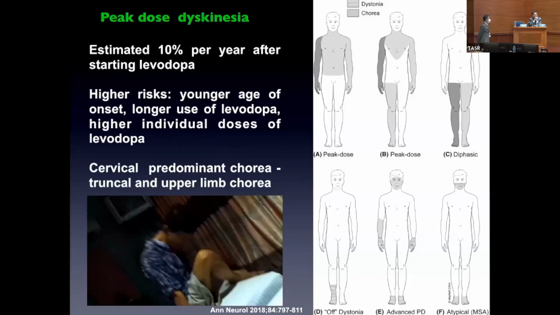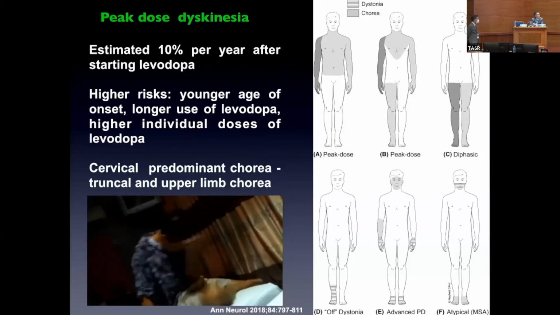And this is quite a nice diagram from Annals of Neurology showing how we could differentiate based on the phenotype: peak dose dyskinesia versus diphasic dyskinesia, and off dystonia, normally in the foot. In advanced Parkinson's disease, you may have a bit of a mixture of the dystonias of the foot plus the dyskinesias at the orofacial region plus the limbs. And then in MSA, you get the pattern that you see in F here.